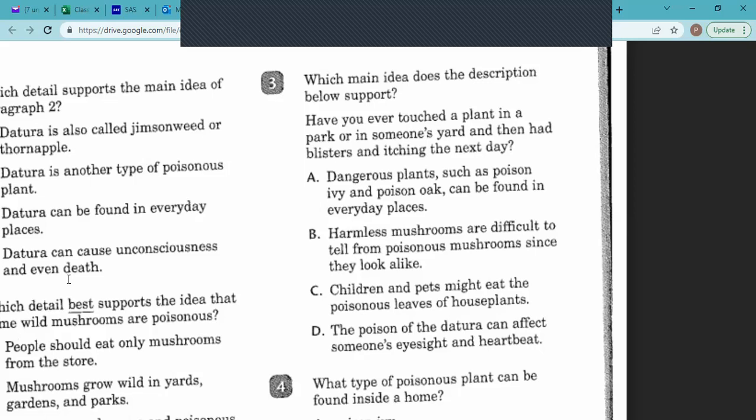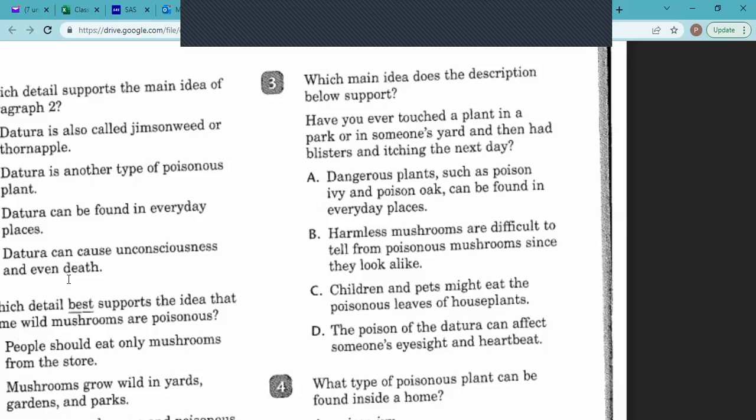All right, so your answer to number three would be A, dangerous plants such as poison ivy and poison oak can be found in everyday places. So it was talking about blisters and itching, describing the effects, right? And so of touching poison ivy and poison oak. So these are types of dangerous plants in everyday places. Like you might actually bring some of these into your home, or they might be in your flower garden outside or right by a fence, something like that.